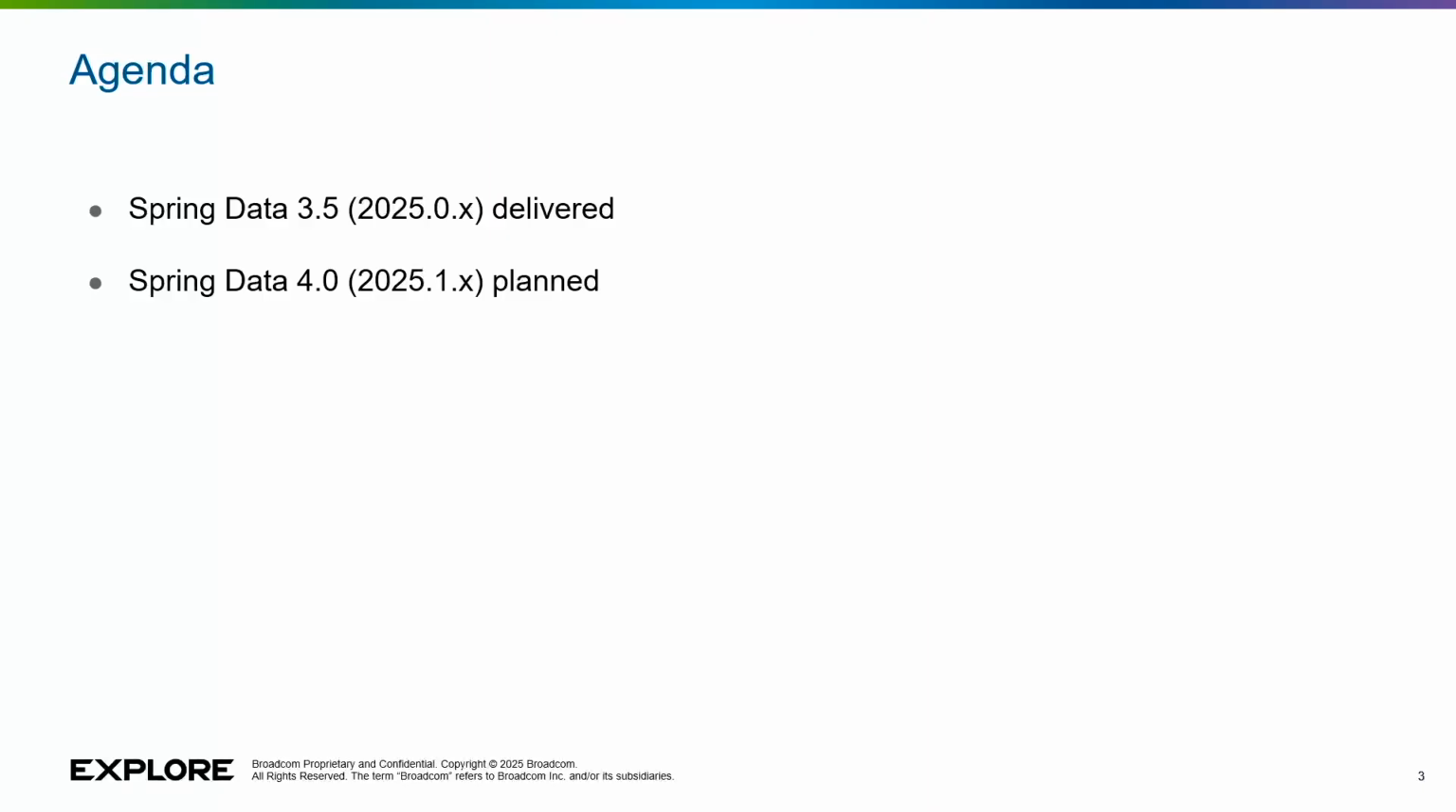So the agenda is, we'll start with Spring Data 3.5 and we'll talk about differences there, and that's already available. Spring Data 4.0 is what's coming out. It's planned, we can't say the date, but it's whenever all the other things are coming out with Spring Boot and that next version line.